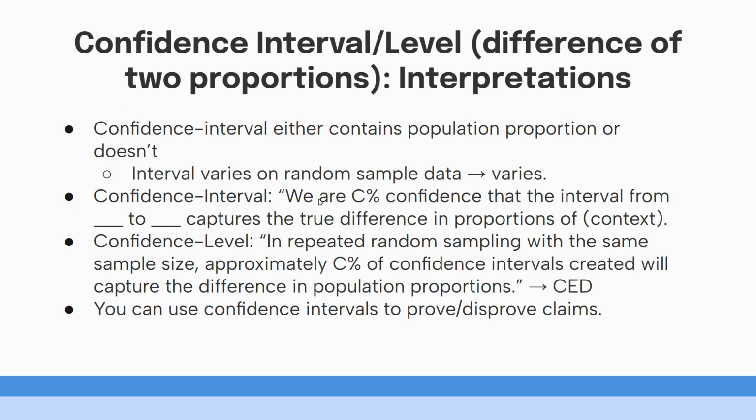So, confidence interval. The interpretation is basically the same, but it's a little different, the wording. You'll see. So it's just, we are C% confident that the interval from this to this captures the true difference, not the true proportion, the true difference in proportions of, and then you put your context, right? And then your confidence level is in repeated sampling with the same sample size, approximately C% of confidence intervals created will capture the true difference in population proportions. It won't capture the one population proportion, it'll capture the difference of them.